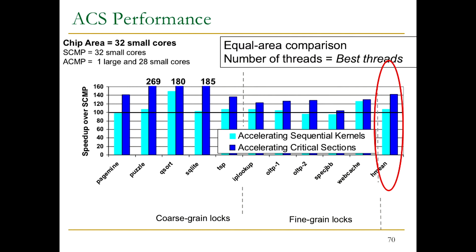So for example, PageMine, you compare PageMine performance on 3 architectures, right? Symmetric multi-core, asymmetric multi-core with accelerated sequential kernels, and asymmetric multi-core with critical section acceleration. Those have all different operating points that are best for them, right? In one, the performance saturates maybe only at 16 threads. In the other one, the performance saturates at 14 threads. In the other one, the performance saturates at 18 threads. So the comparison is made by comparing those best points.